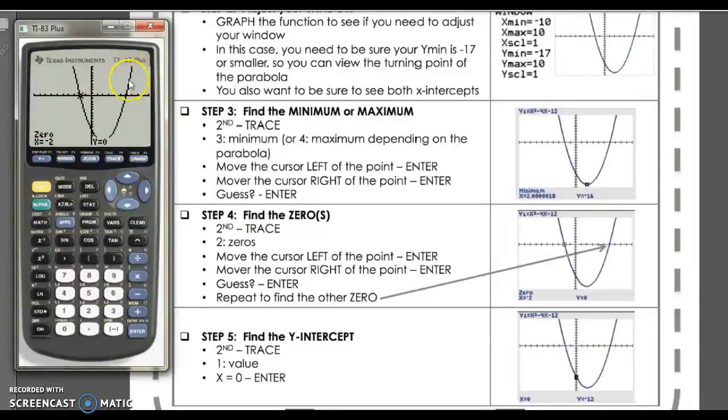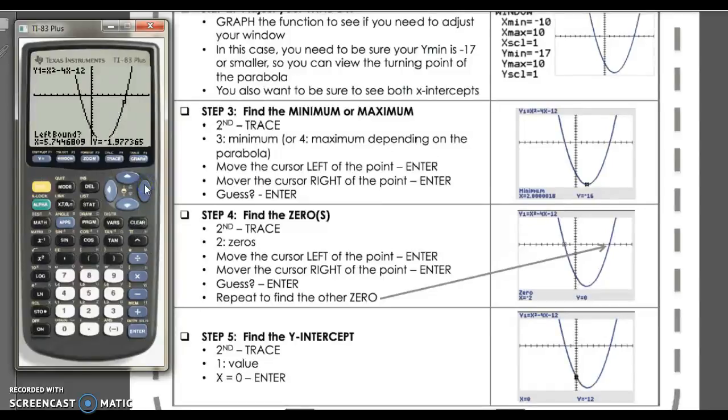I need to redo that with the other x-intercept. So I apologize, but you're going to hear a lot of clicking. So second and trace again. I'm looking at my zeros. So now I need to get to left bound. So underneath this x-intercept, so I need to click my right arrow till I'm as close to it as I can get.